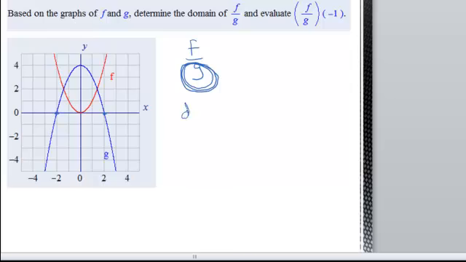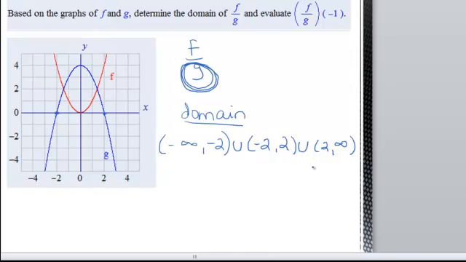So the domain is everything except those two values. So you would say it's -infinity to -2, not including -2. It goes from -2 to 2, not including either of those endpoints. And it goes from 2 to infinity, not including the 2. So this will be the domain of f divided by g.